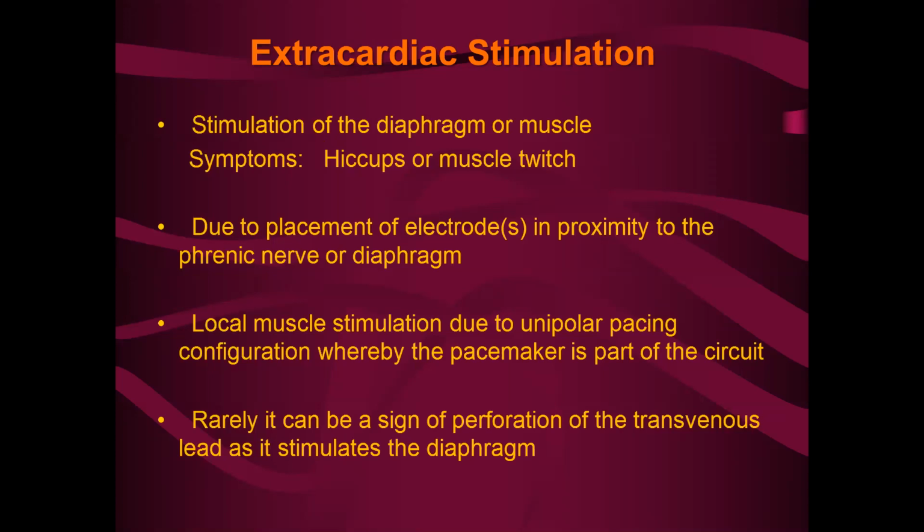And when we're talking about the pacemaker pocket muscle twitch, that can happen when we program the device to unipolar pacing, because in that case, what the pacemaker is using is one electrode that's attached to the heart muscle. The pacemaker itself is the second part of the circuit. And so the current is actually going through to the pacemaker as well, and so it can actually cause local muscle stimulation.